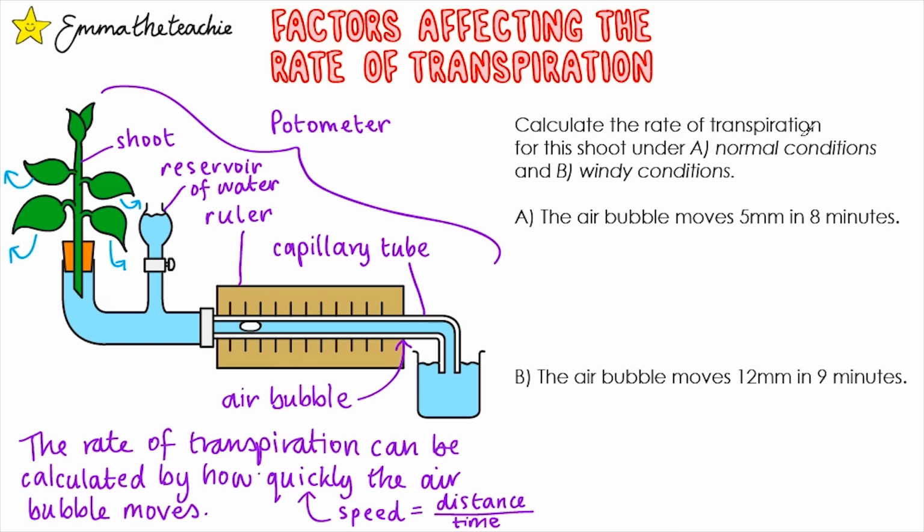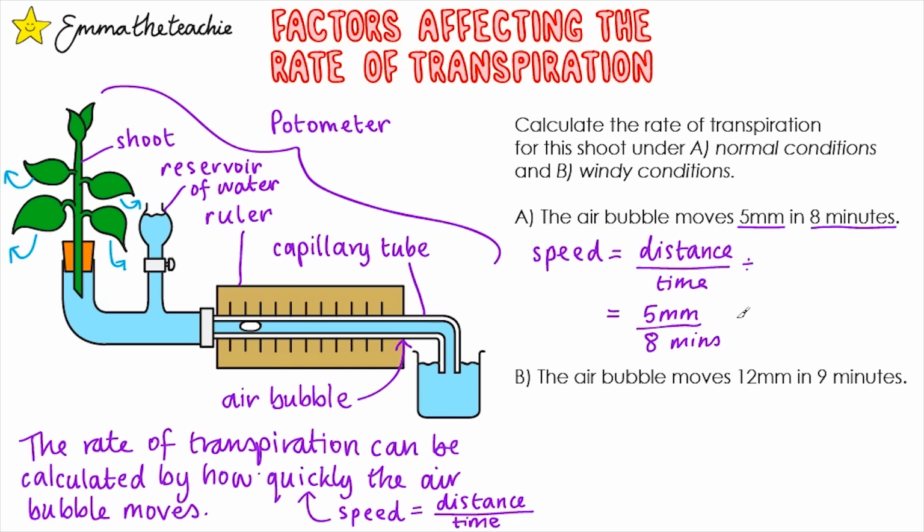Calculate the rate of transpiration for this shoot under A, normal conditions, and B, windy conditions. Okay, so for A, the air bubble moves 5 millimetres in 8 minutes. So we're going to do speed equals distance divided by time. And the distance is 5 millimetres, and the time is 8 minutes. On our calculator, this comes out to 0.625 millimetres per minute. Now let's look at B.